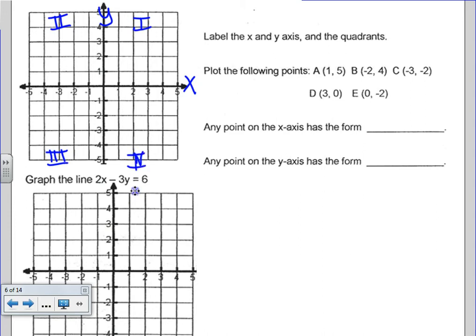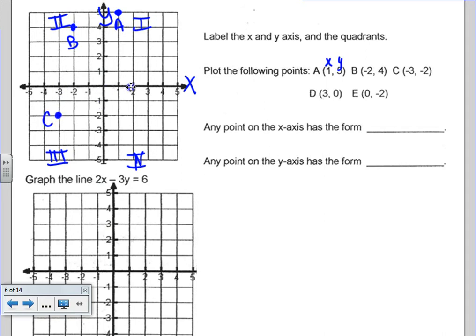Just to refresh your memory, when we're plotting points, the first part of the coordinate is the x, and the second part is the y. So the point 1, 5 is over 1 and up 5. Sometimes children get confused with slope and plotting points because they're totally opposite. B is negative 2, 4, so left 2, and then up 4. You should label your points with the letters. C is -3, -2.